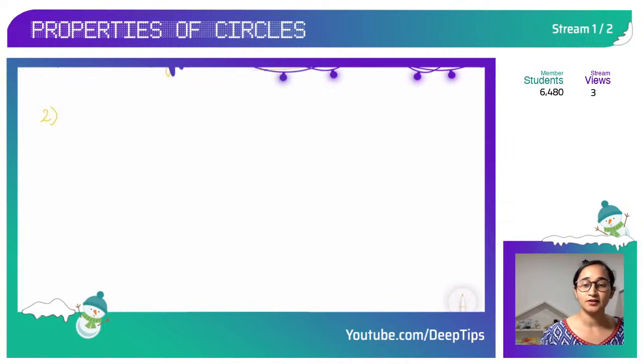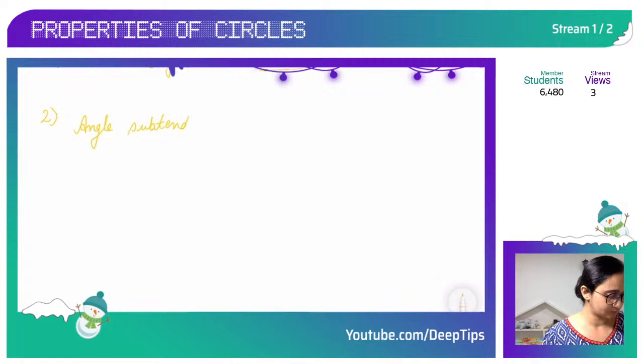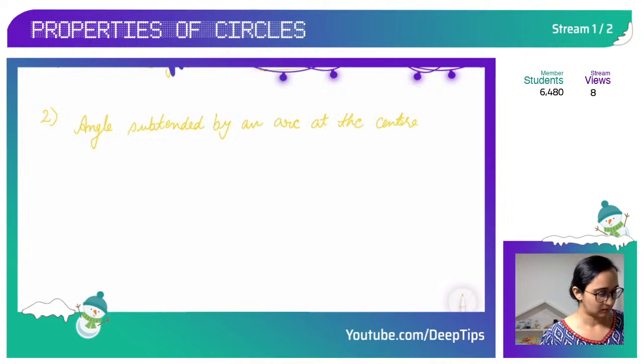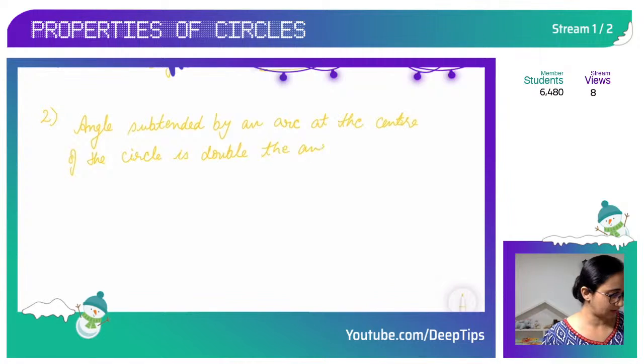Okay, so my second theorem is a very important theorem, which says: the angle subtended by an arc at the center of the circle is double the angle on the remaining part, on the remaining circumference. You must be knowing this theorem.